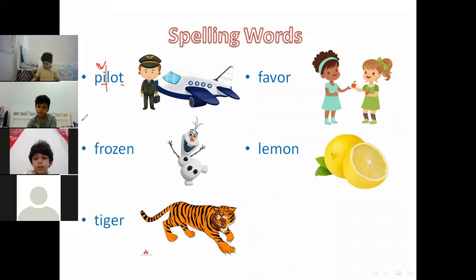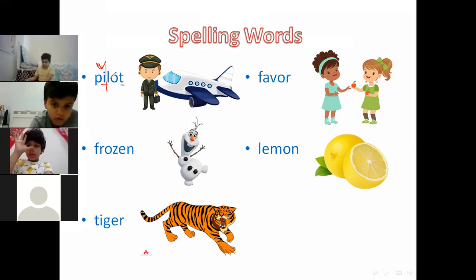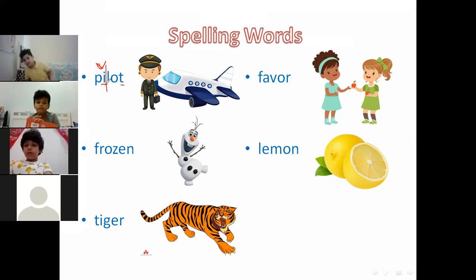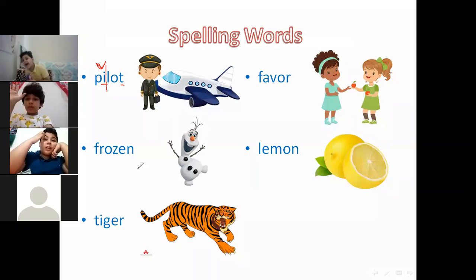Khalid, read the second word. Khalid, excellent. Yes, Khalid. And we read it pilot because it's an open syllable, so it has a long vowel sound. Pilot. Okay, yes, Khalid. Read the second word. Frozen. Frozen. Excellent. How can you divide the word frozen? You put a line between the O and Z. Wonderful, amazing, Khalid. Frozen.